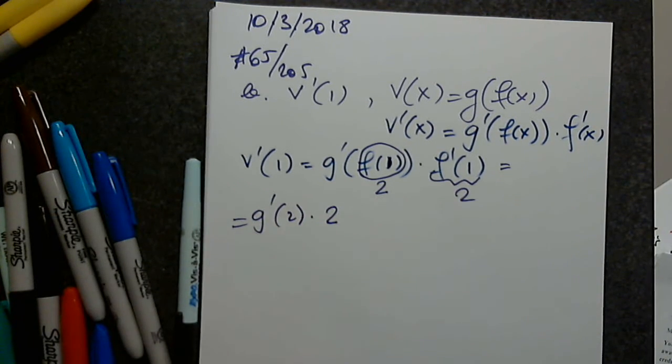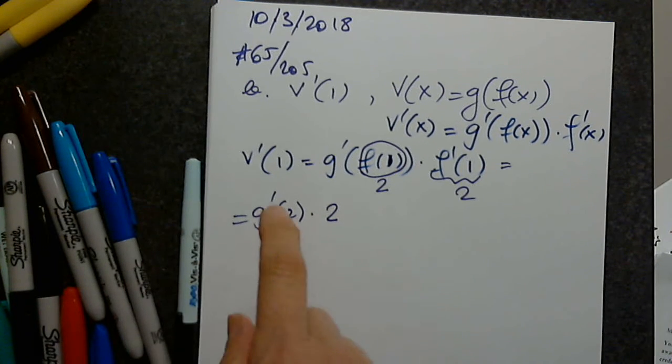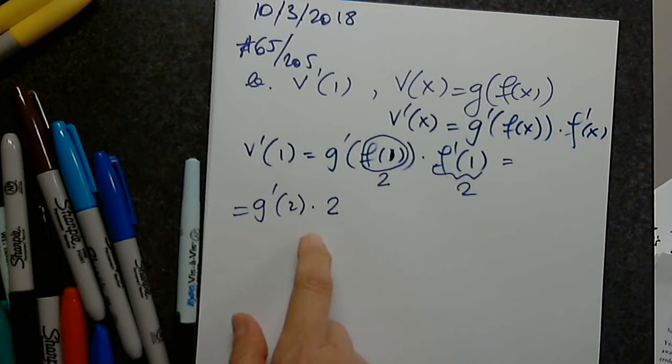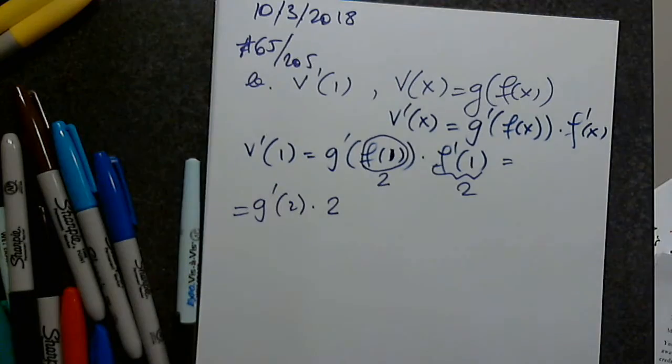So I have to determine this. This is the rate, the slope of the tangent line to the graph of g when x is 2. And g is in blue. So when x is 2, right here, what is the slope? It's 0. So this is g prime of 2.